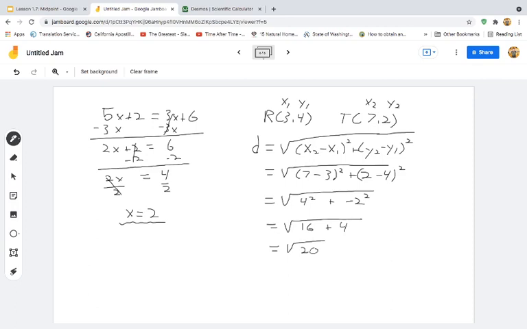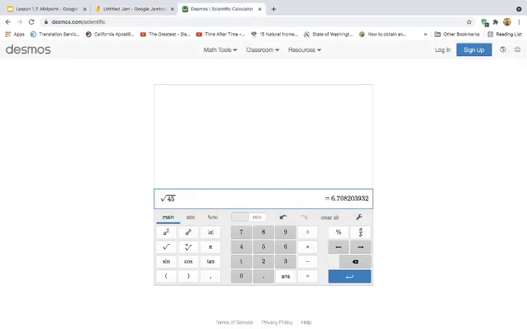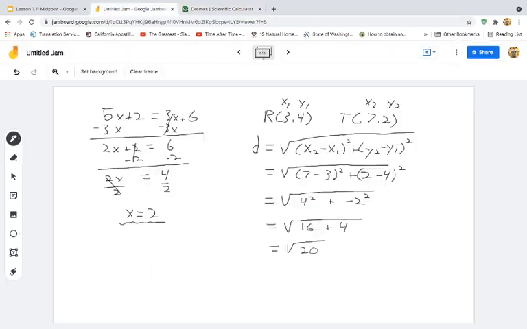Okay. From here we should probably plug this into a calculator. So square root of 20, and that is going to give us 4.47. Okay, so the distance between those 2 points, whether they are on a graph or not, is going to be 4.47 units.